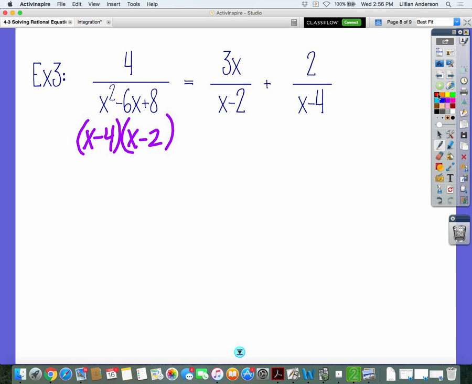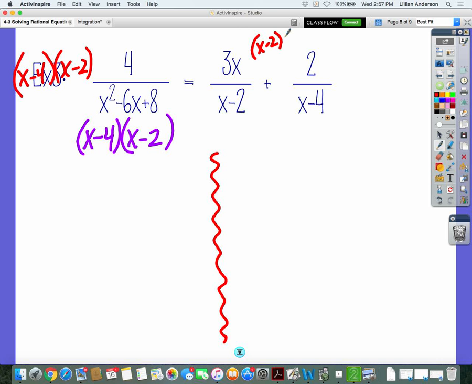Which way do you want to see it? Whichever you prefer. My preference is to multiply everything by the common denominator. That's just me though. If you prefer the other way, that's what the squiggly line is for, and I will show it the other way. So you write down which way you prefer.